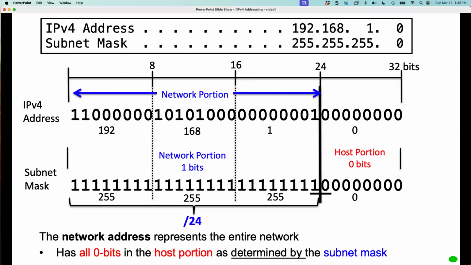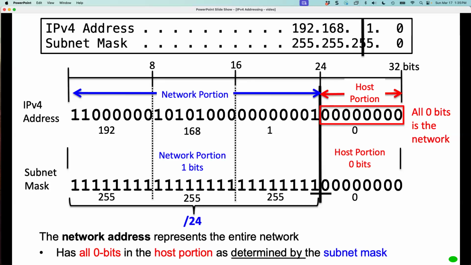192.168.1. Let's look at the host portion of that address. Notice there's all 0 bits in the host portion. That means it's a network address. We cannot assign this address to a device. This is an address that represents the entire network. We'll talk about that more later.